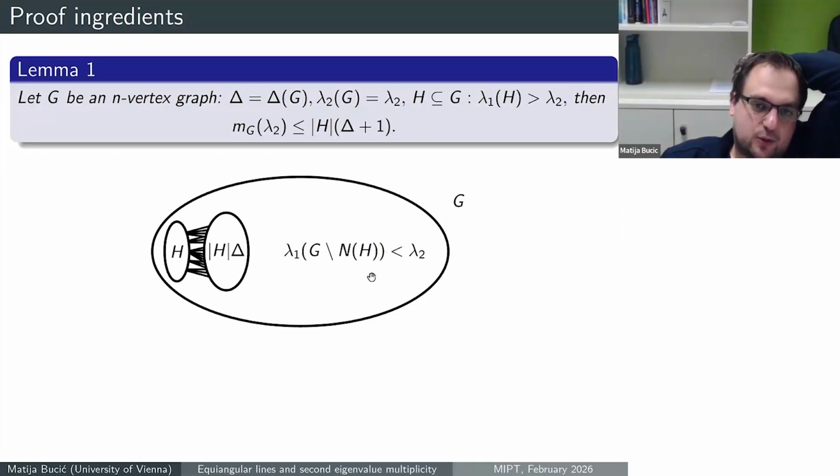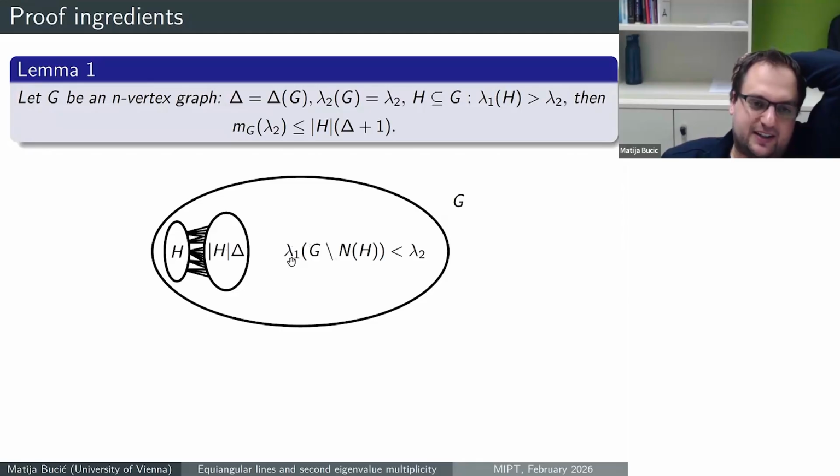Now, why is this inequality on the right true? Well, assume that it's at least lambda 2. Now, what you have in your graph is two subgraphs. One is this complement piece on the right, and one is H itself, which both have their largest eigenvalues bigger than lambda 2, okay, bigger or equal in the second case, and have no edges between them.